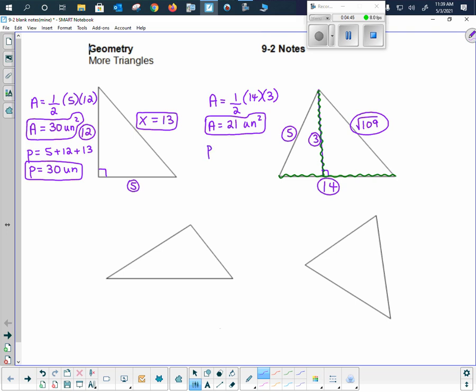Okay, perimeter. Remember, it's perimeter of the entire large triangle. Write out what you're going to add together. We would be doing 5 plus 14 plus root 109. So 19 plus root 109 units.